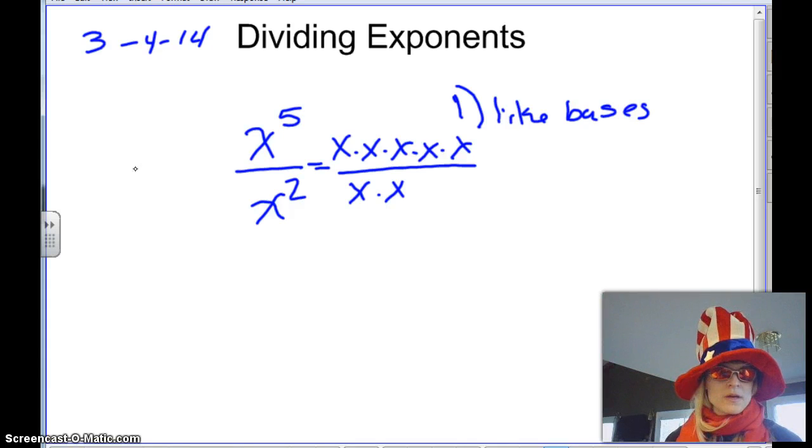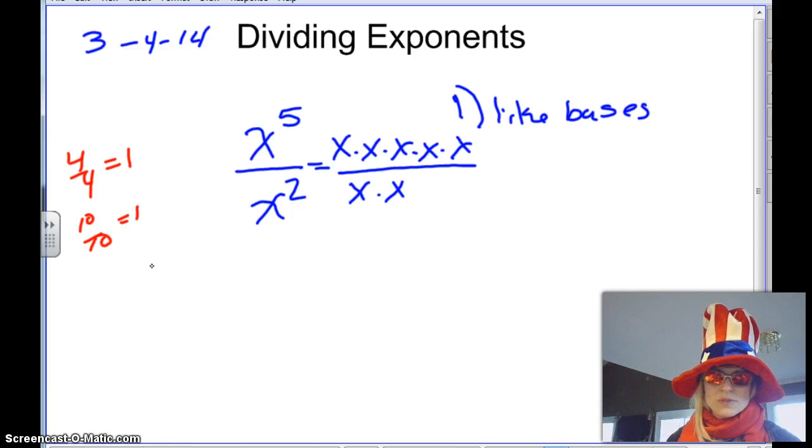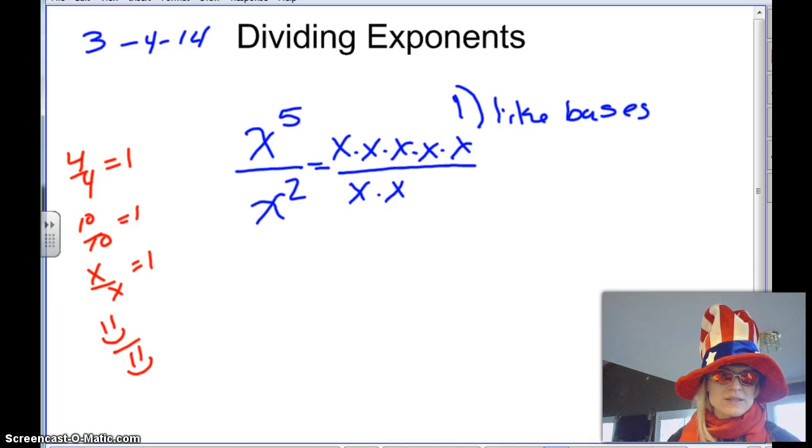Now, side note, we know anything over itself is 1. So 4 over 4 is 1, 10 over 10, because that's 10 divided by 10, one group of 10. Or if we had x over x, that equals 1. Or if I had smiley face over smiley face equals 1. So anything over itself is 1. So if I go over here and look, I have an x divided by an x, so this equals 1, right? And here I have an x divided by an x, which is 1.